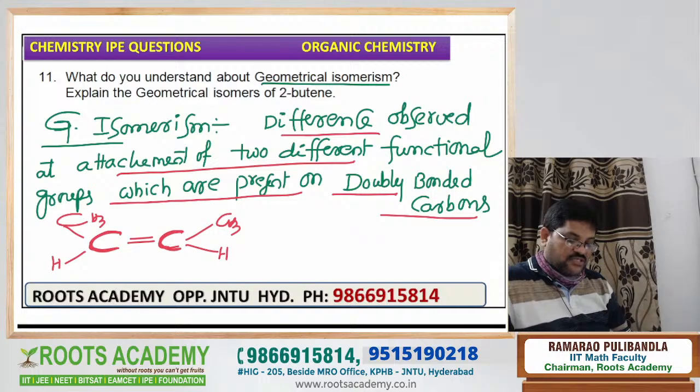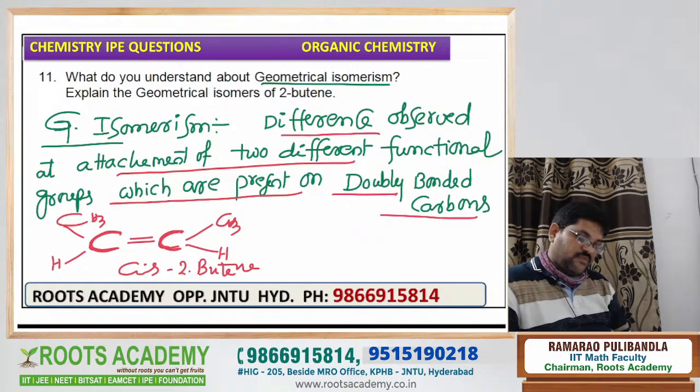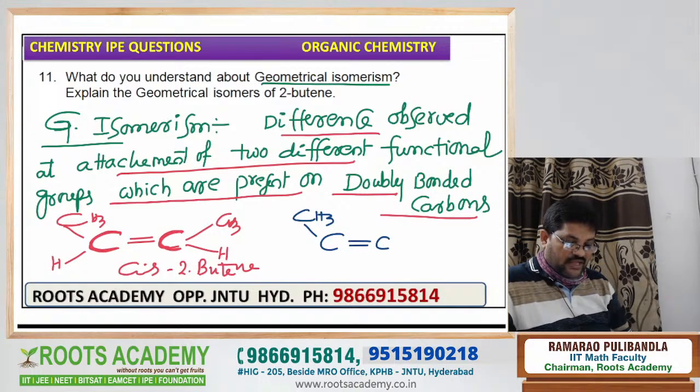Now, methyl on which side? Same side. So this is called cis-2-butene. Now for the same thing I am writing trans-2-butene. How do you write it? C double bond C, with a methyl group here and H here, and a methyl group here and H here. This is called trans-2-butene.